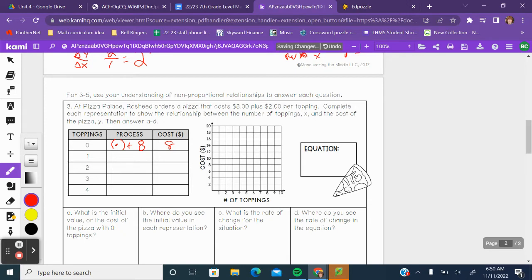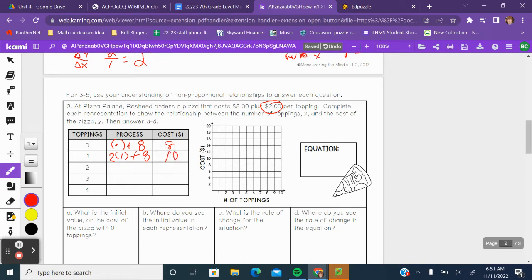If I get one topping, then my cost is $2 per topping. So then I have to go 2 times 1 plus 8. So what's 2 times 1? Well, 2 plus 8 would give me 10.